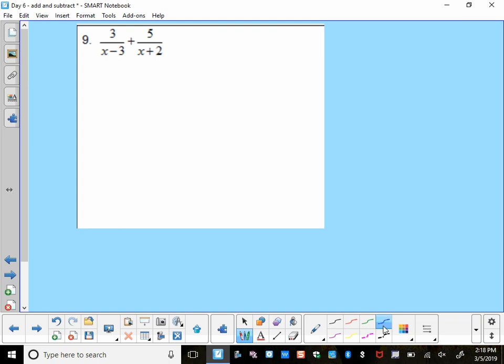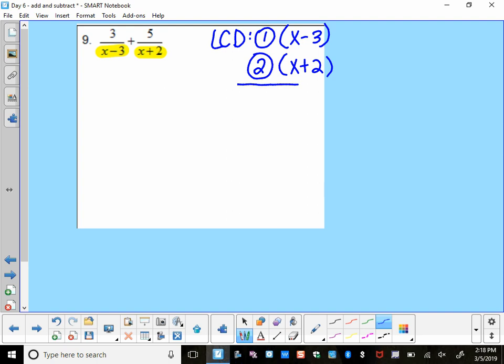All right, let's look at number 9. We see here that I have 2 completely different factors, right? So my LCD, my denominator of the first fraction is x minus 3. And of the second fraction is x plus 2. Do I have any pairs? Nope. So that means that they each, on their own, join my LCD.